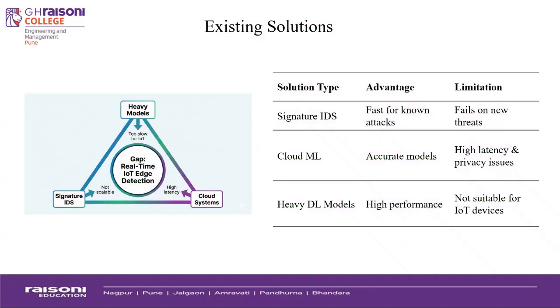Cloud-based systems depend heavily on stable internet connectivity, which may not be available in all IoT environments. They also introduce significant latency, meaning the detection happens after the malicious activities have already occurred. On top of this, sending raw network traffic to external servers violates privacy requirements and exposes sensitive information to third-party cloud providers.